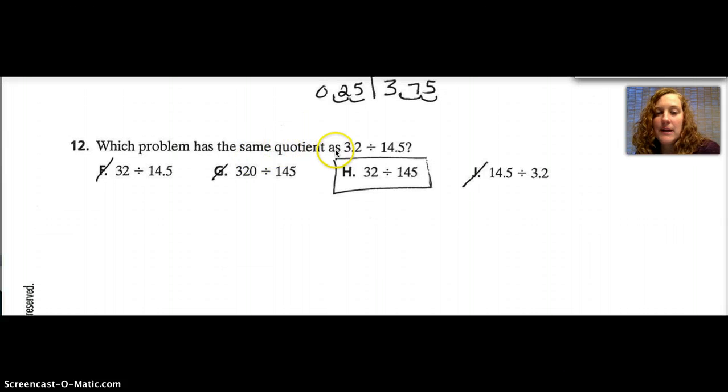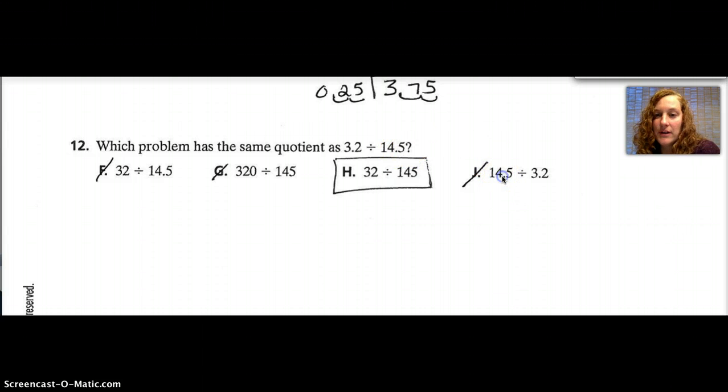Which problem has the same quotient as 3 and 2/10 divided by 14 and 5/10? This is similar to the one that we just did, so we're just looking to see, do they have the same power of ten? Only this one has the same. So 32 divided by 14 and 5/10 does not, because the 14 and 5/10 stayed the same, but the 32 didn't. 320 divided by 145 does not, because that is multiplying 3 and 2/10 by 100, where 14 and 5/10 is only multiplied by 10.